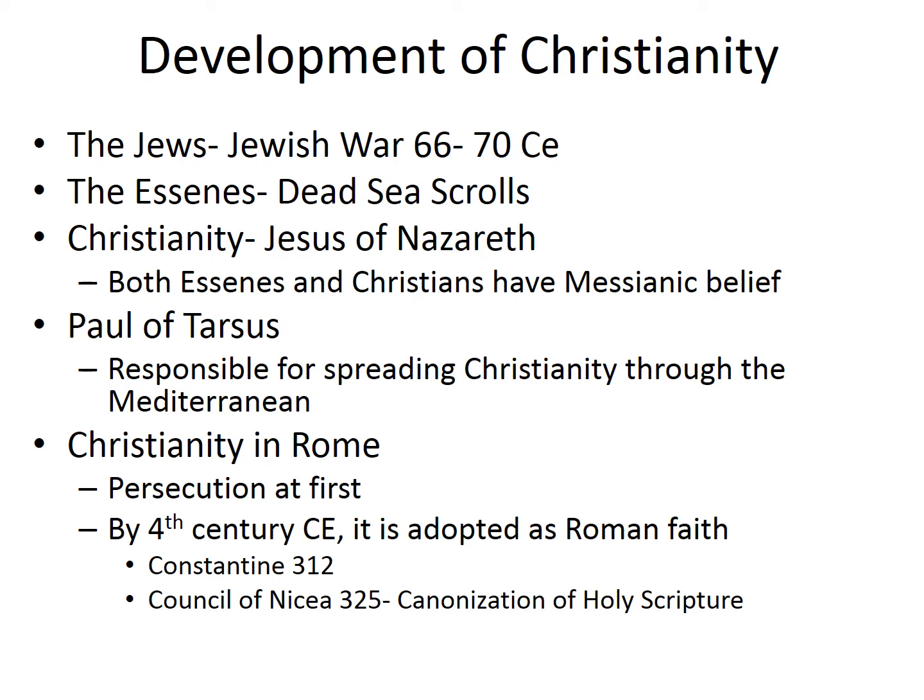And in 313, Constantine will issue the Edict of Milan, legalizing Christianity, and ultimately Christianity will become the state religion in Rome. And you will see the Council of Nicaea canonizing Catholic scripture beginning as early as 325. And so Christianity ultimately is embraced in the Roman Empire and becomes the state religion, really beginning most with Constantine.